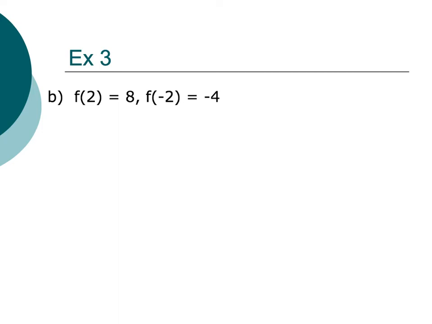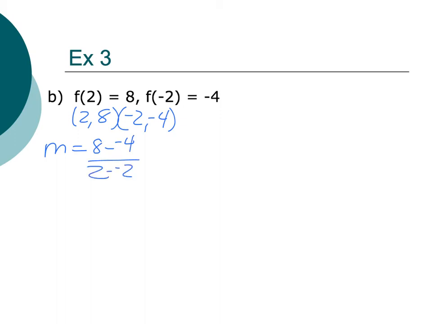Same thing, pull out your ordered pairs, so (2, 8) and (negative 2, negative 4). Find your slope first, 8 minus negative 4 over 2 minus negative 2, plus positive. That gives me 12 over 4, or a slope of 3. To find my y-intercept, plug in what I know, so y equals 3x plus b. Pick one of your 2 ordered pairs. I'm picking the one without the negatives.